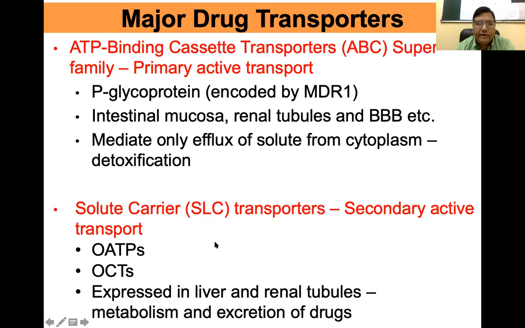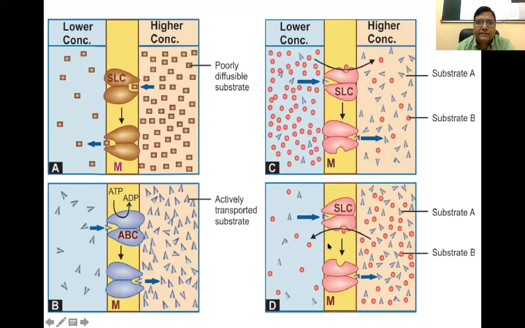The other type of transporter is the SLC transporter or the solute carrier transporters. They are helpful in the secondary active transport or the passive facilitated diffusion. They are the organic anion transporter proteins and the organic cation transporter proteins, and they are expressed mainly in the liver and the renal tubule, and they help in the metabolism and excretion of the drug. So these are the different types of transporters.